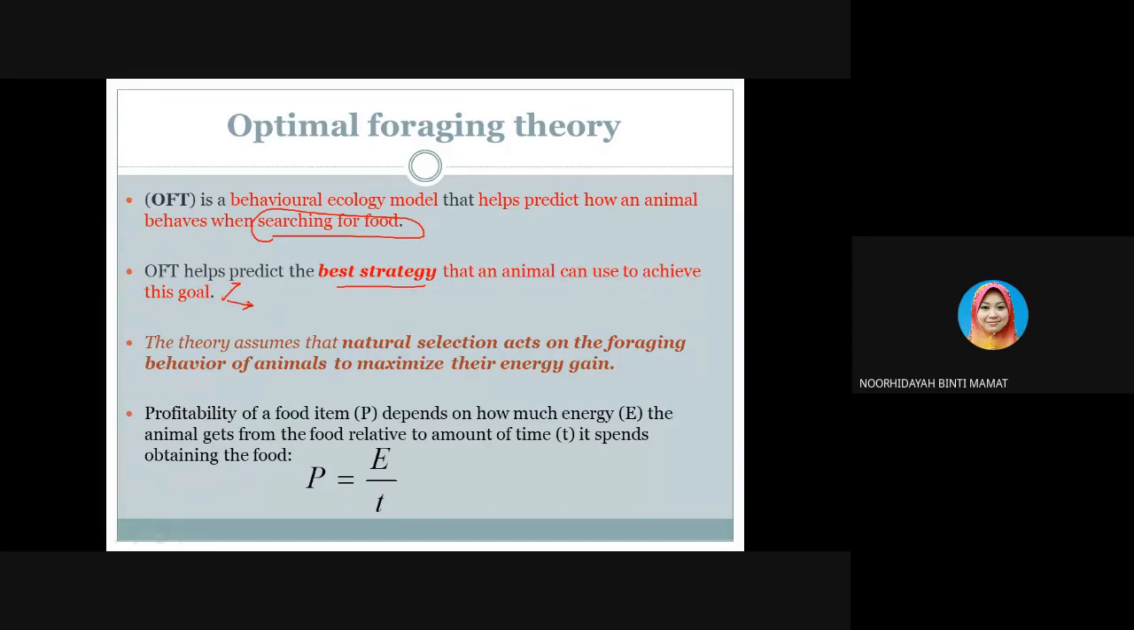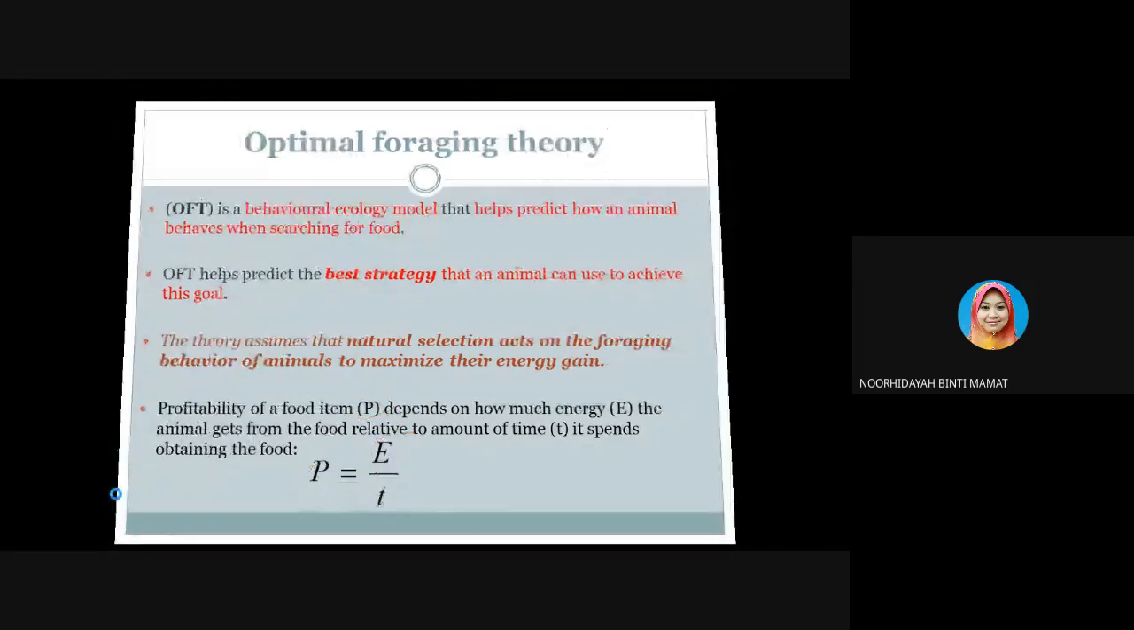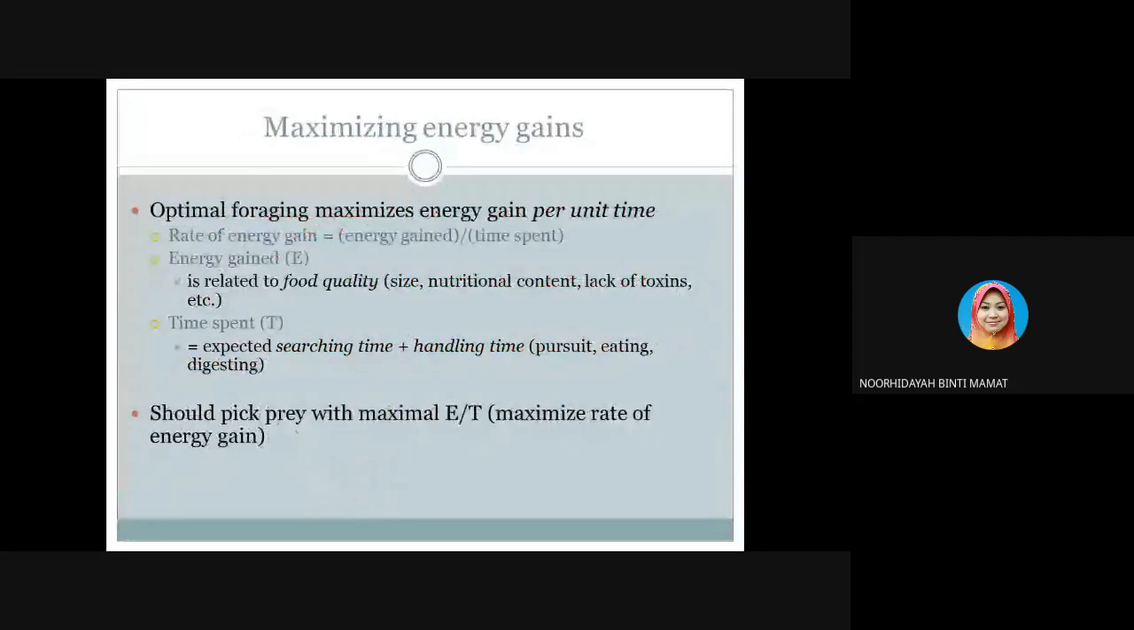If you remember from our previous lecture, the theory assumes that natural selection acts on the foraging behavior of animals to maximize their energy. So the profitability of a food item we call P. P here depends on how much energy the animal gets from the food relative to the amount of time the animal spends in obtaining the food. So optimal foraging maximizes the energy gain per unit time.